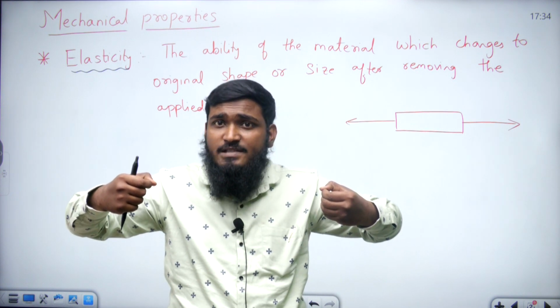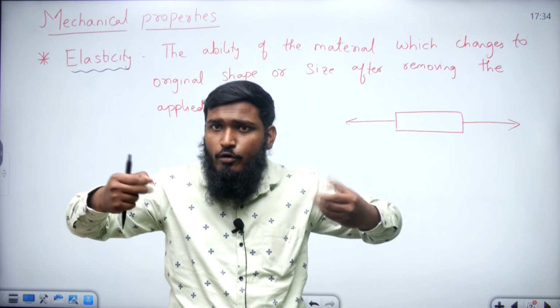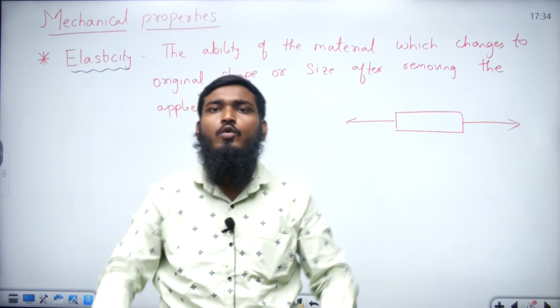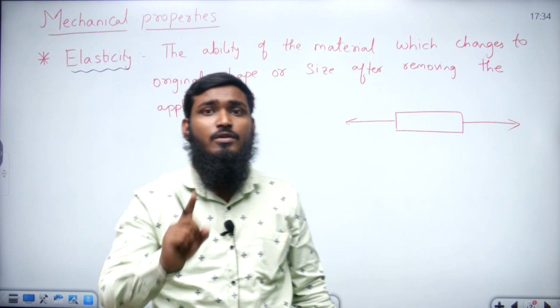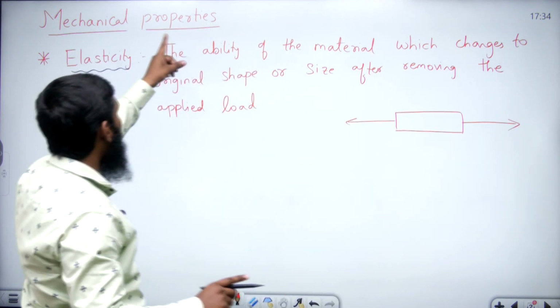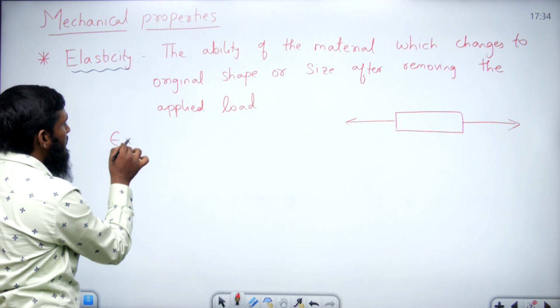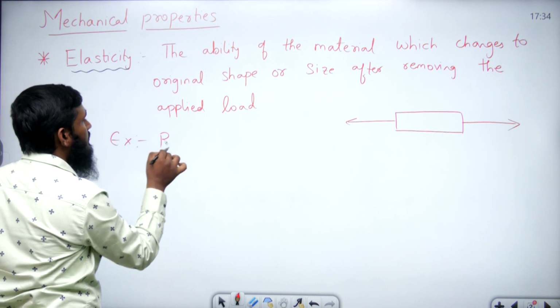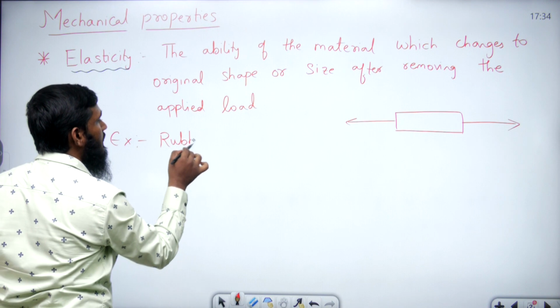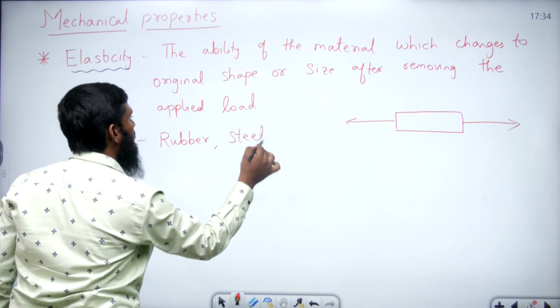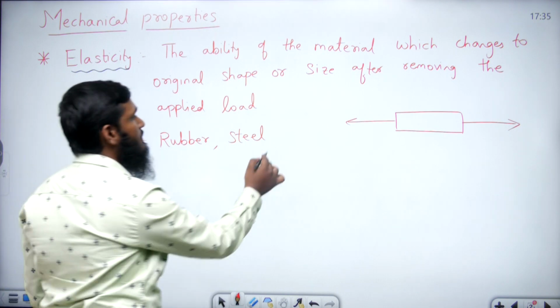But whenever, after some time, you remove that load, what will happen? It comes back to the original position. So this is what we call the property of elasticity. What examples can we write? We can write rubber, or else steel also. A number of examples we can write, etc.